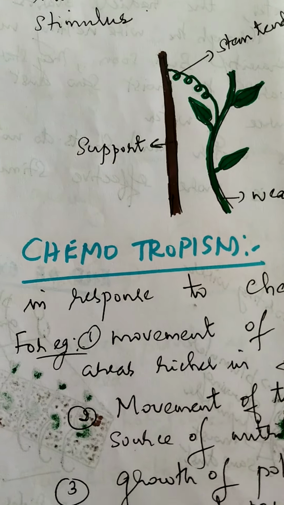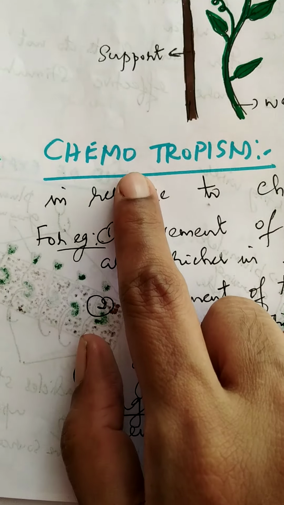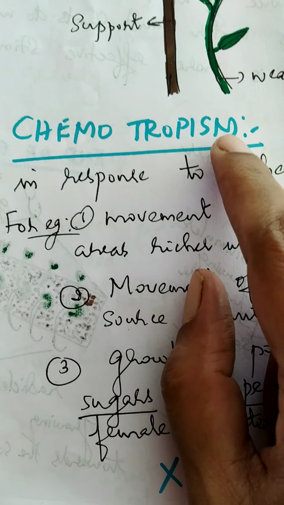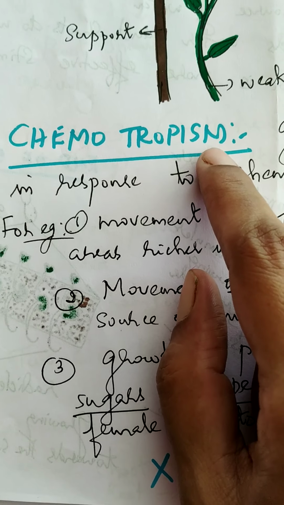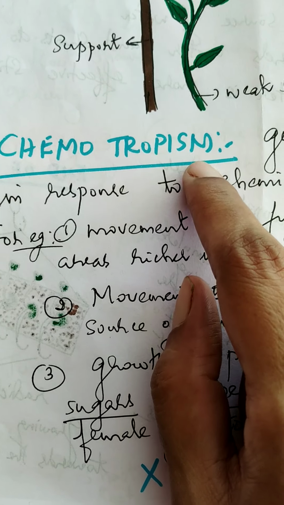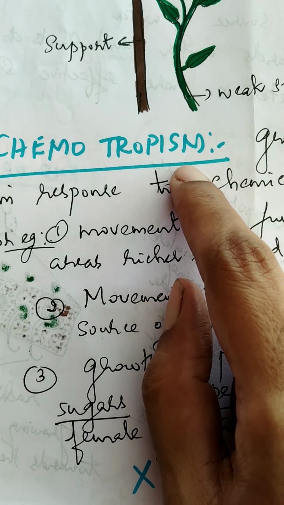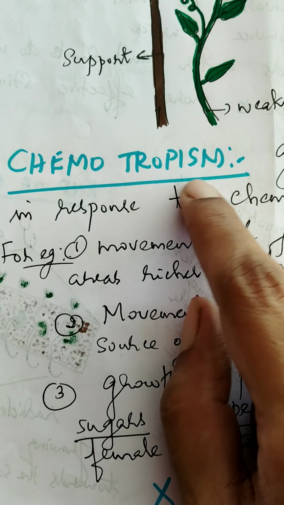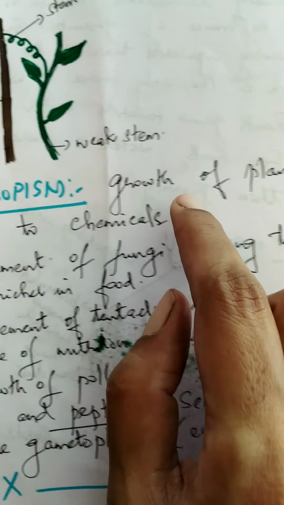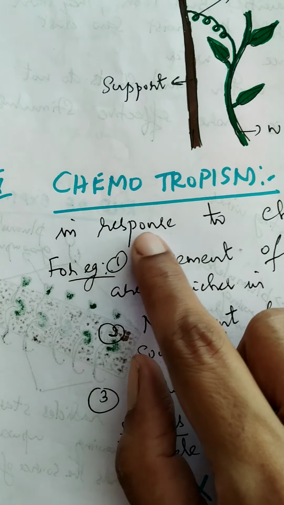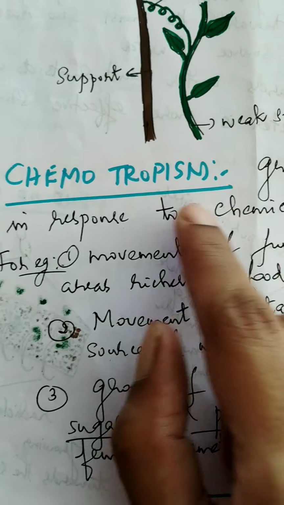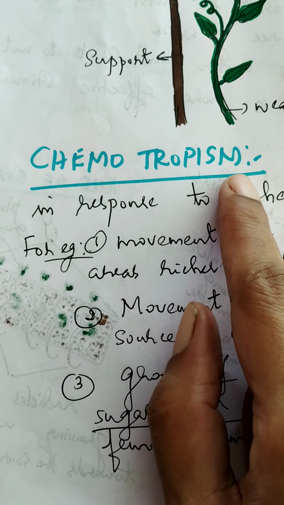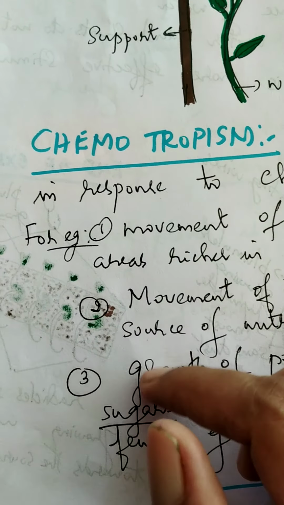The next and the last in the tropic movements is chemotropism. The response of plant parts towards certain chemical compounds we can call chemotropism. So growth of plant organs in response to chemicals is known as chemotropism. And here we have two or three examples.